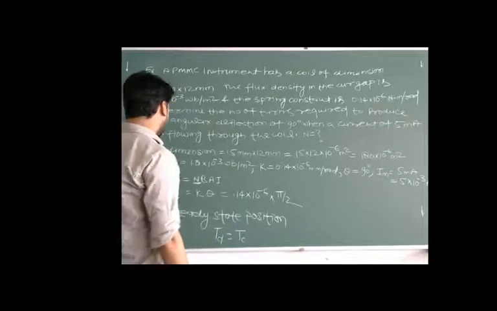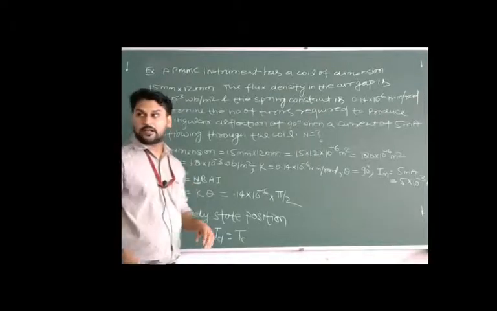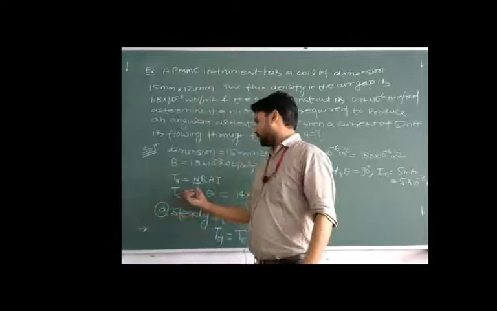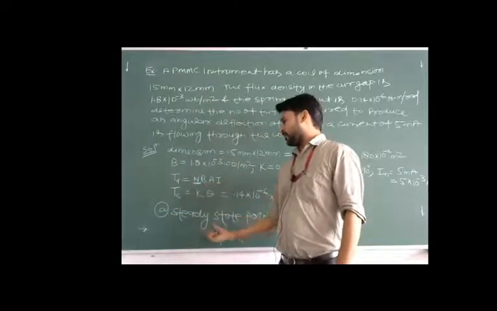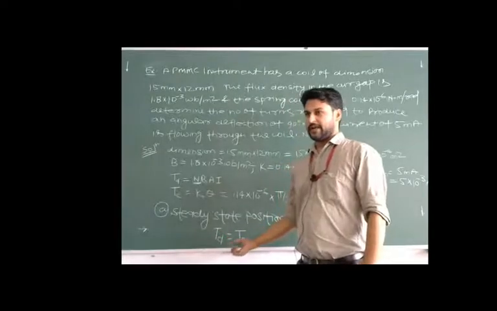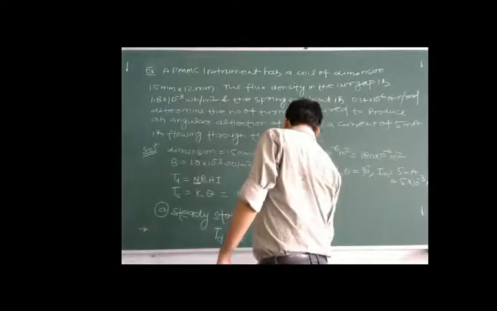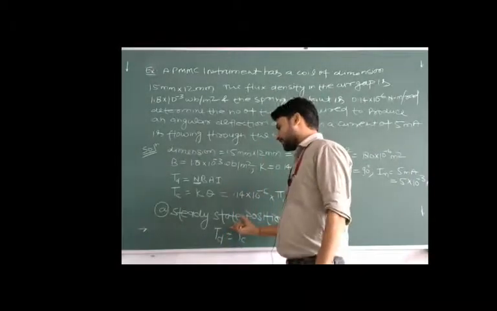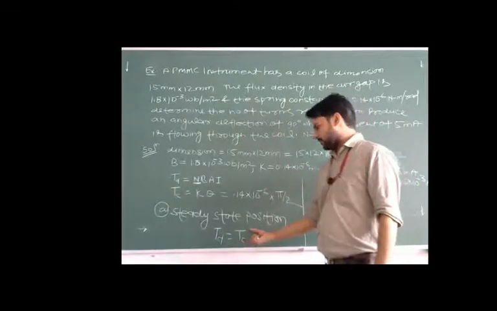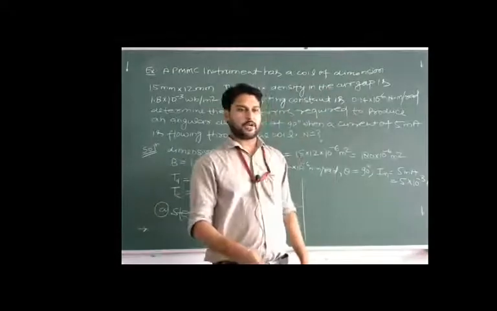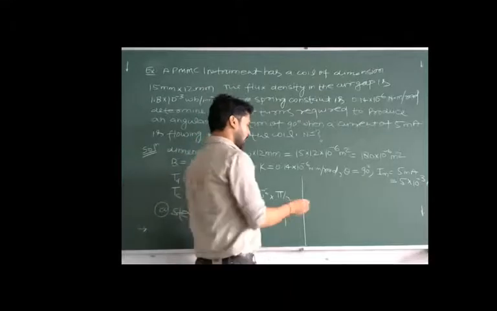So by equating these two equations, we can find out the value of n, because n is the only unknown here. All these terms are known. How? Because at the steady state position, controlling torque and deflecting torque are equal to each other. By using this relation, we can find out the number of turns required to deflect the pointer by an angle of 90 degree.